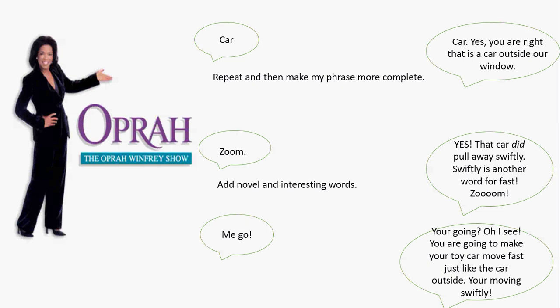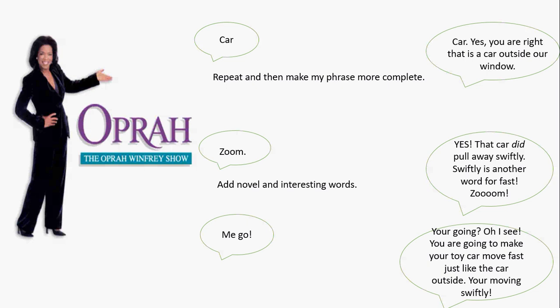And then you look at the child to see exactly what it is they're talking about, because they just said one phrase. And then you're going to repeat, car. Yes, you are right. That is a car outside our window. So you see how we're repeating, affirming what the child is saying, like, hey, I'm listening to you. And then making the phrase into a complete sentence.